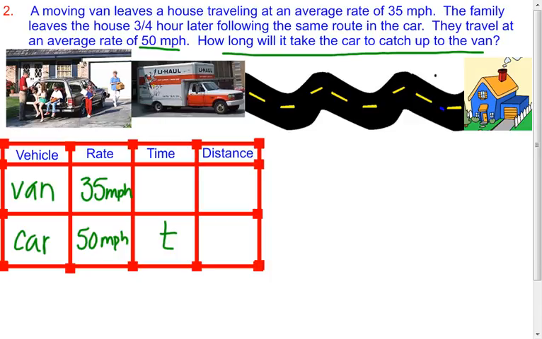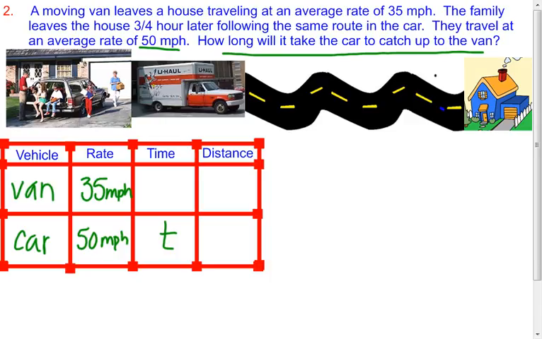So the car traveled for t hours, because our time is in hours, because it's miles per hour. Now, I'm doing this one backwards from the one I did before, and you can do it either way. I want to show you it both ways so that you can choose which way works better for you. So I put the t this time with the car.